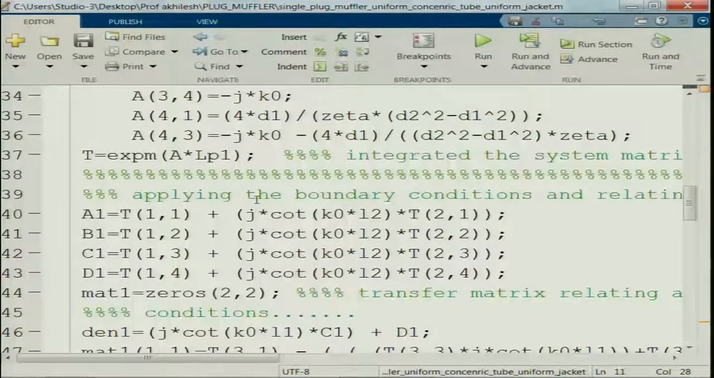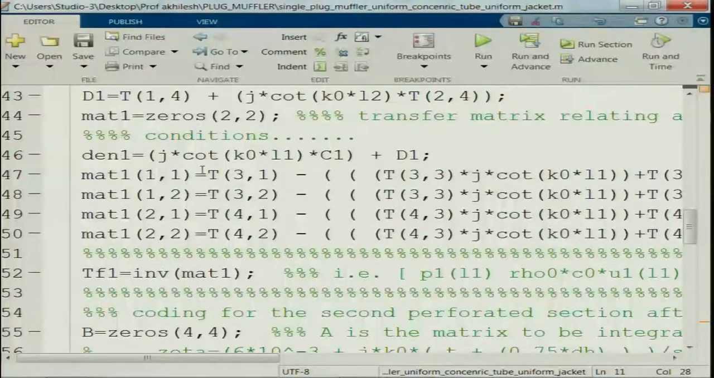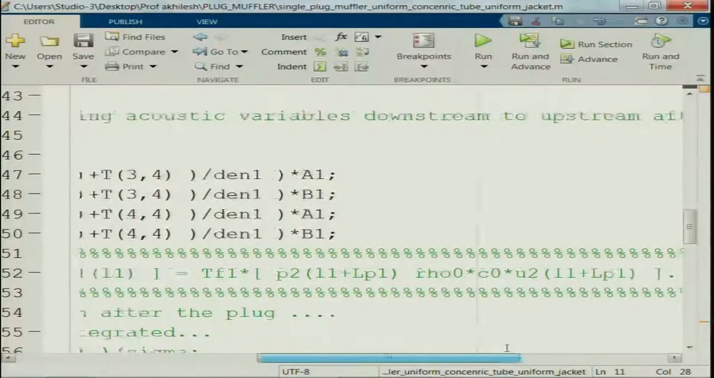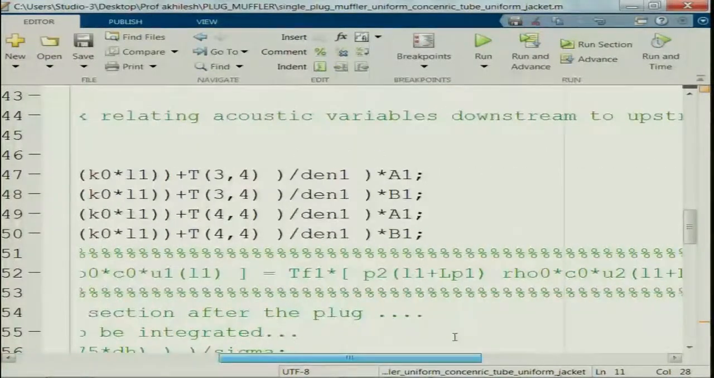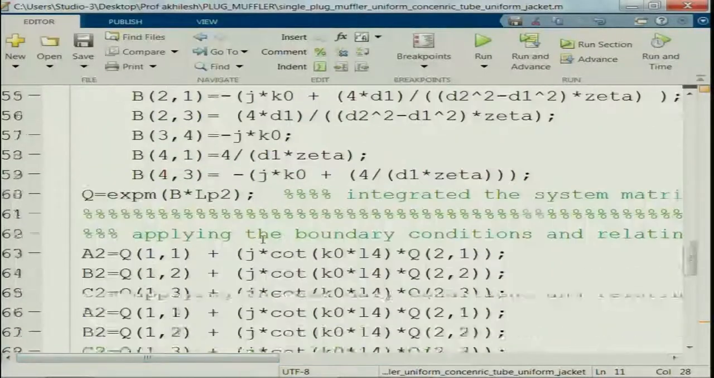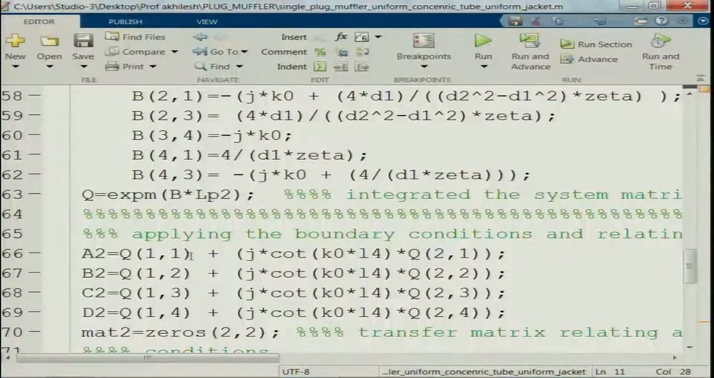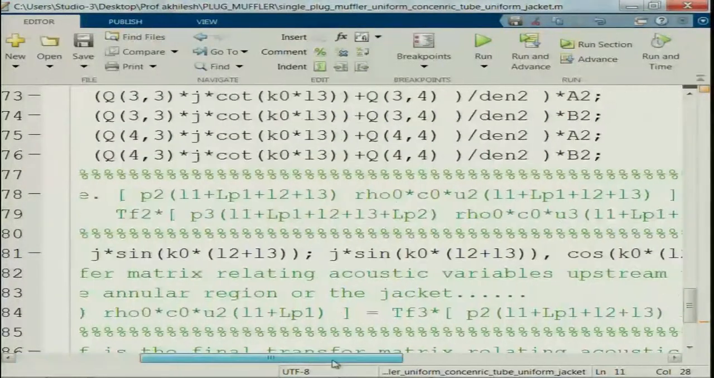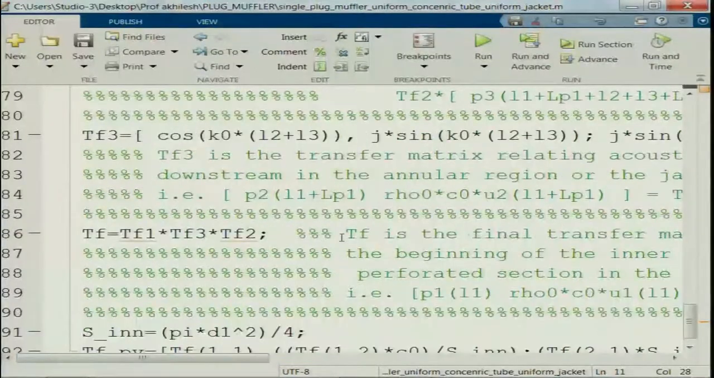It is going to be pretty tedious, so I am not going to walk you through the entire thing, but this is what we get, and then this is further simplified and some inverse matrix is calculated to get it in this form. Next, now for the coding for the second perforated section after the plug. So, we get this, and then we again have to apply boundary conditions and invert the matrix, and then this is the intermediate transfer matrix relating the upstream and downstream variables, and then you simply multiply as I have shown.